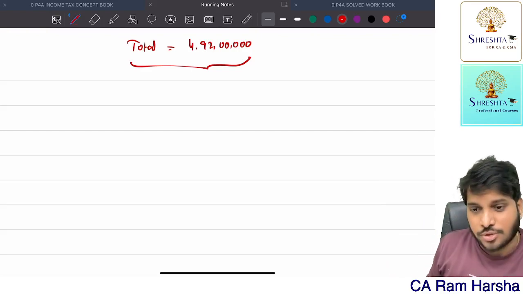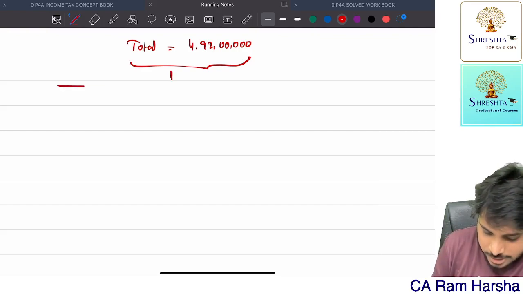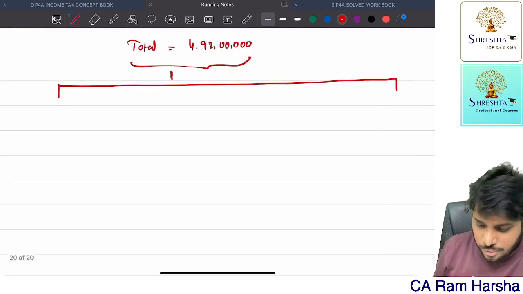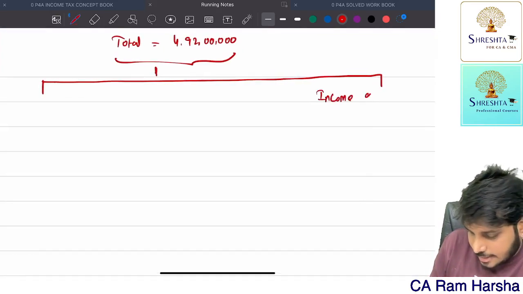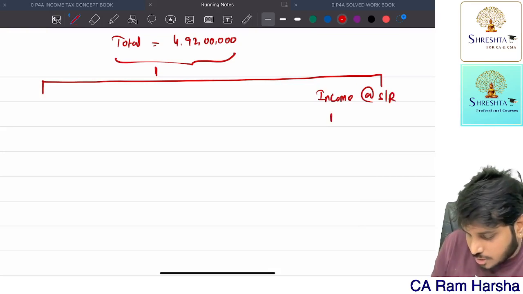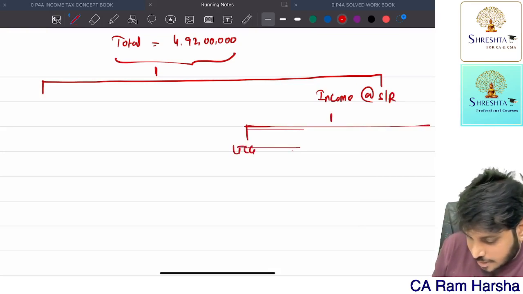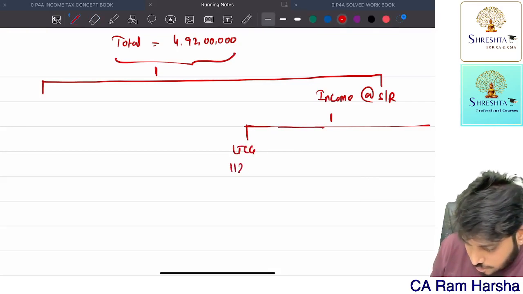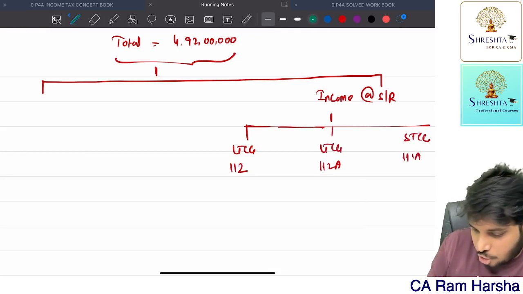Okay. So total income is 4 crore 92 lakhs. Now let me split this into two parts again. I will follow only the standard, same format every time. Now, incomes taxable at special rates, how much? Long-term capital gain 112, long-term capital gain 112A, short-term capital gain 111A. How much is the income?